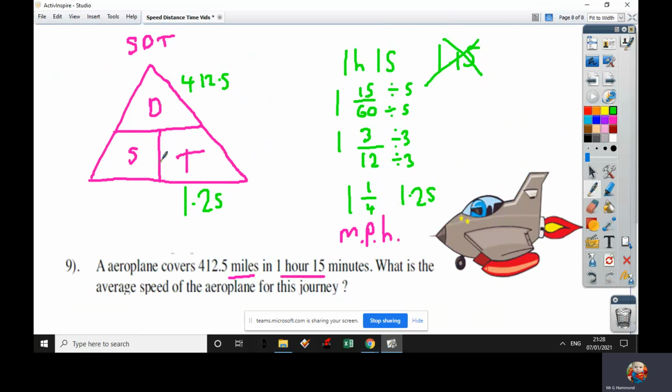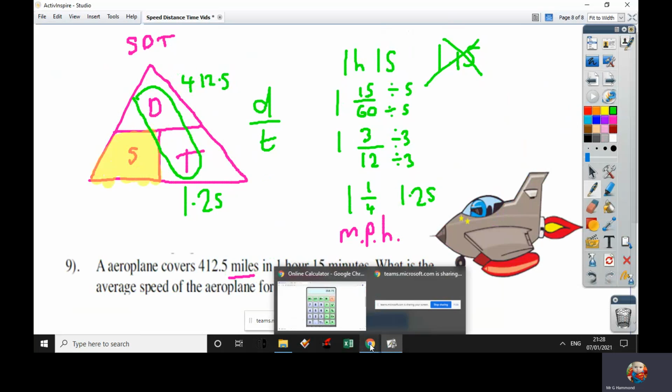Now, the reason why this one is different is because on the previous question, we were trying to find the distance, which was at the top of the triangle. Now we're trying to find the speed, which is at the bottom. So you cover that up, or shade it in, whichever. And what you see left is what you've got to do. Well, I can see D over T. D over T is basically D divided by T. So we've got to do 412.5 divided by 1.25.